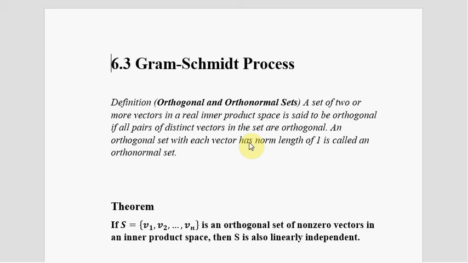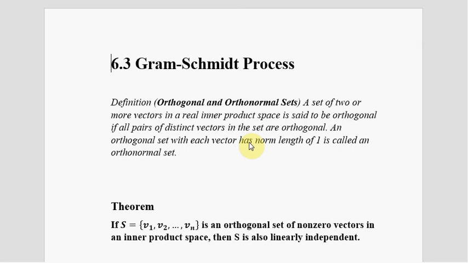Gram-Schmidt process is a very classic method to finding this orthogonal or orthonormal basis, or orthogonal or orthonormal set. Here, definition: a set of two or more vectors in a real inner product space is said to be orthogonal if all pairs of the distinct vectors in that particular set are orthogonal, and an orthogonal set with each vector that has norm length of 1 is orthonormal.